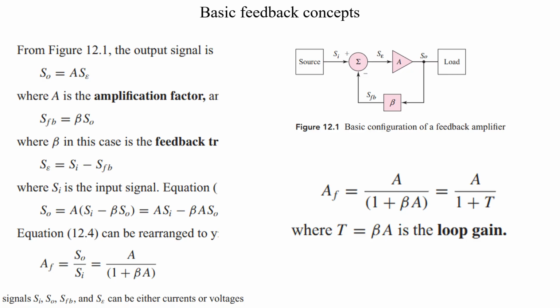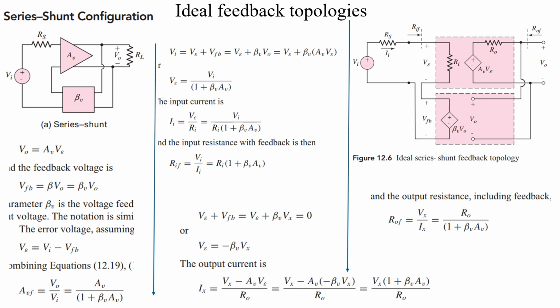So if the loop gain T is equal to -1, in that case this feedback-based amplifier will oscillate and it will not be stable. So it should always be positive, and only then will the system be stable. Now we are going to talk about the different topologies.